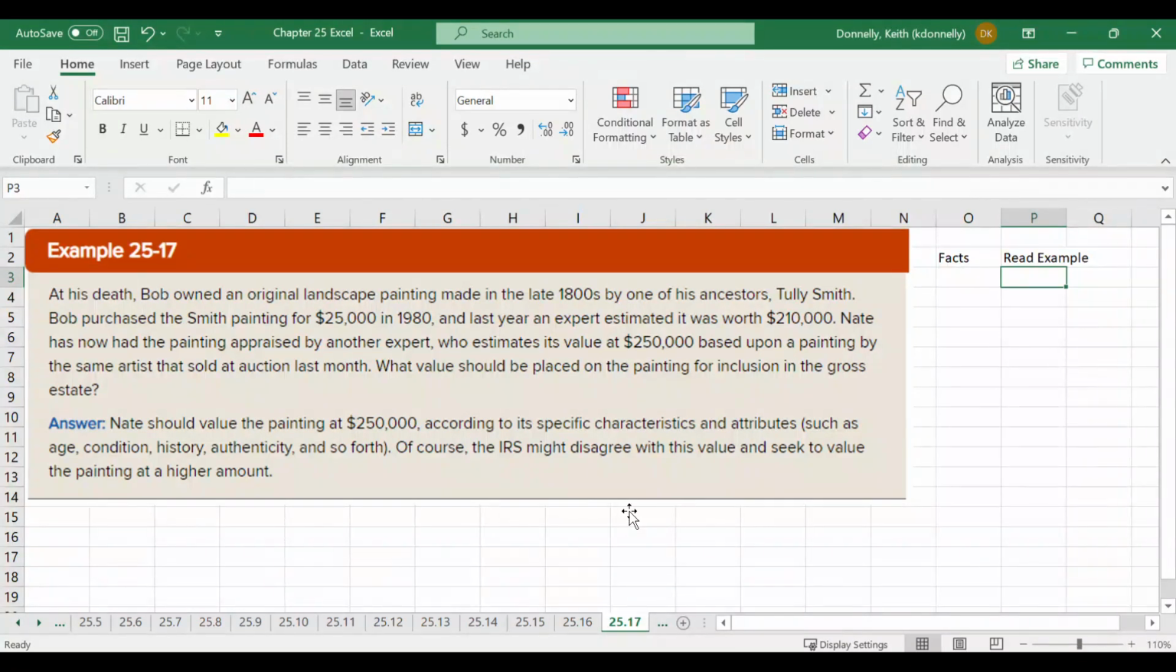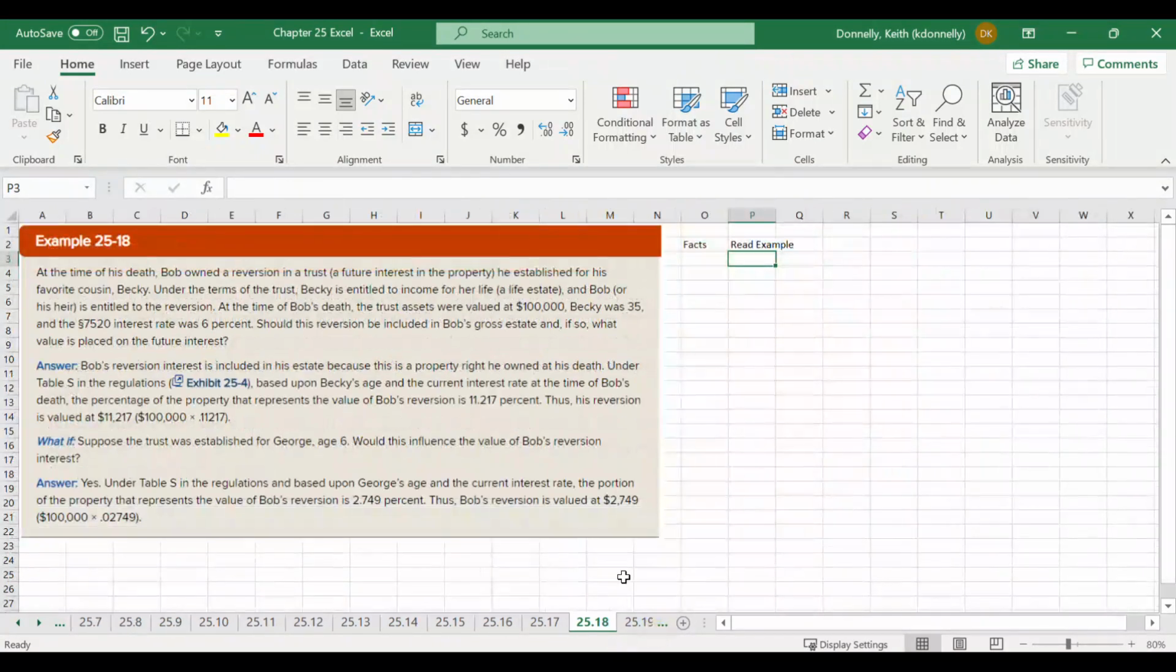Basically, this is just going to be the fair market value at the date of death. We had an expert come in and say, hey, at the date of death, this item is worth 250 grand.